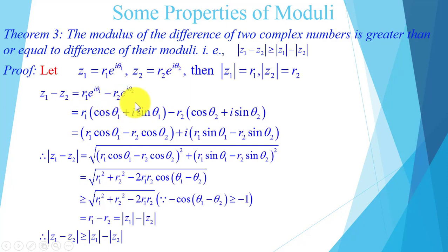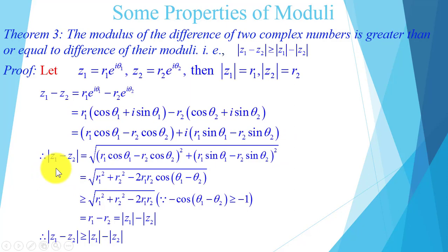Now z1 minus z2 is equal to r1 e raised to the power i theta 1 minus r2 e raised to the power i theta 2, which is equal to r1 cos theta 1 plus i sin theta 1 minus r2 cos theta 2 plus i sin theta 2, which is equal to r1 cos theta 1 minus r2 cos theta 2 plus i times r1 sin theta 1 minus r2 sin theta 2.